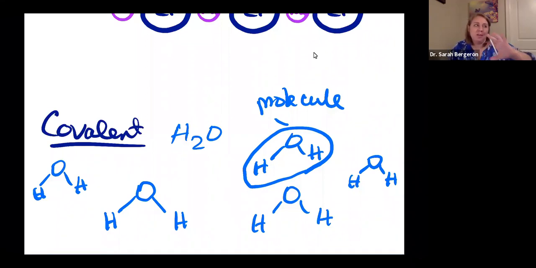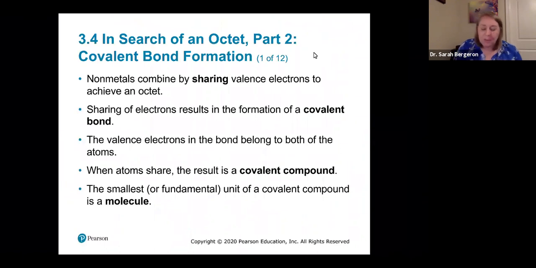So it's important to understand the structural difference between an ionic compound and a covalent compound. So keep that in mind as we go on and we talk about covalent bond formation. So when we talked about ionic, we talked about giving and receiving electrons. Well, in covalent bond formation, no one actually completely gives anything up and nobody takes anything completely. It's all about sharing. It's sharing those valence electrons in order to achieve an octet. And whenever electrons are shared, you have the formation of a covalent bond.